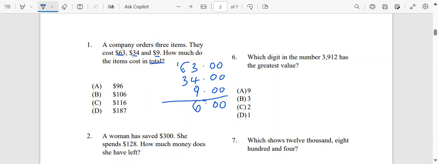Now we add 6 and 3, which is 9, and the other one, which is 10. And the answer, which is 106, is B. Let's continue.